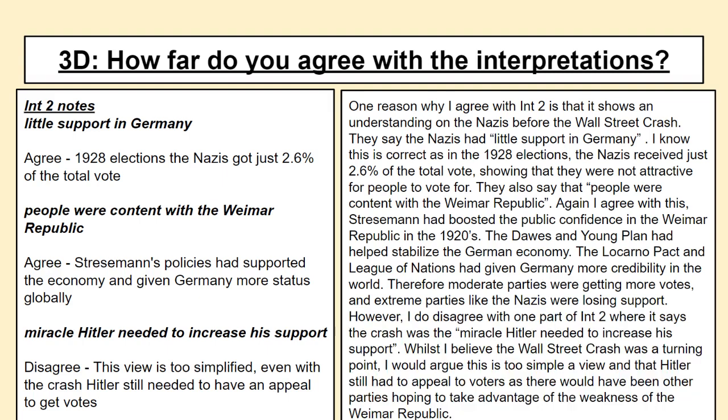And then my final point. However, I do disagree with one part of interpretation 2, where it says the crash was the miracle Hitler needed to increase his support. Whilst I believe the Wall Street crash was a turning point, I would argue this is too simple a view, and that Hitler still had to appeal to voters, as there would have been other parties hoping to take advantage of the weakness of the Weimar Republic.